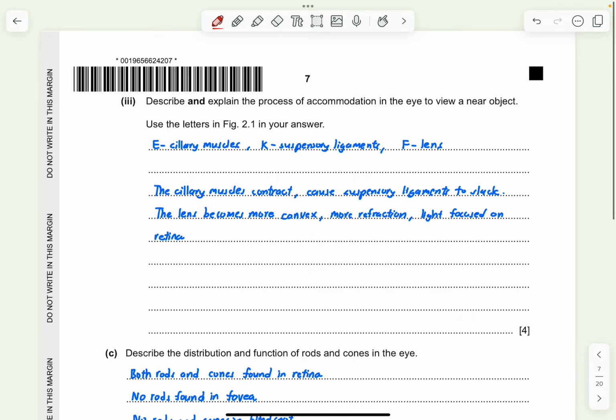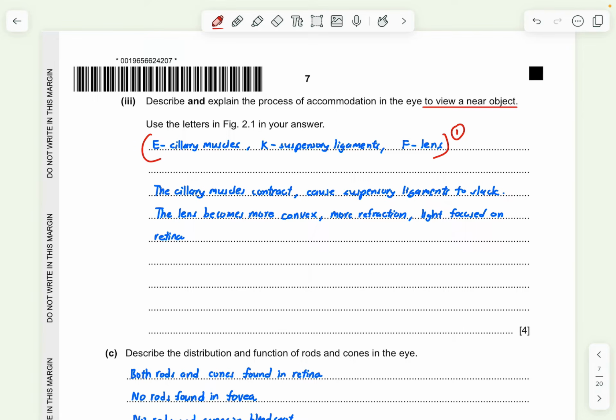So part 3, describe and explain the process of accommodation in the eye to view a near object. In a 4-mark response, the first very important thing is they want to test whether you know what the labelings are and what is involved. This can get you 1 mark here. So E is the ciliary muscles, K is the suspensory ligaments, and F is the lens.